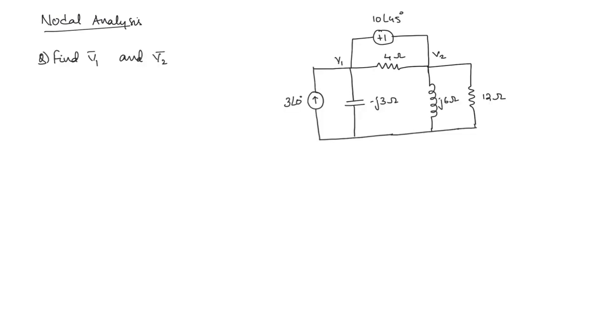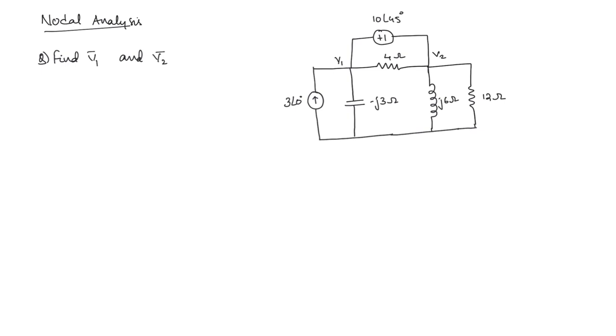Next we will see how to do the nodal analysis. We will make use of an example. So the question here is to find V1 bar and V2 bar. So V1 and V2 are given here. And this is the circuit. So now we will try to solve this using the nodal analysis.